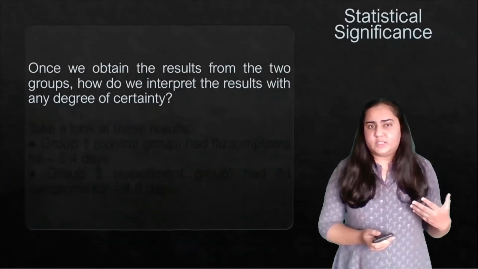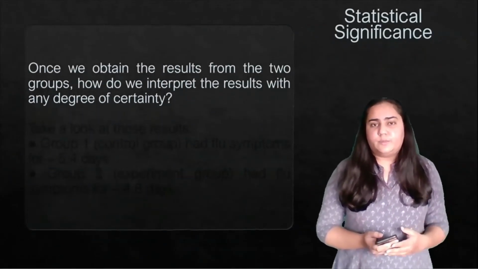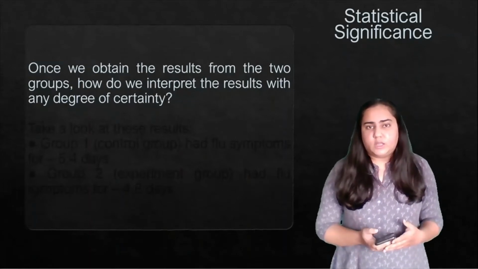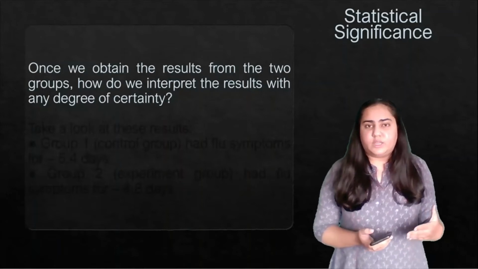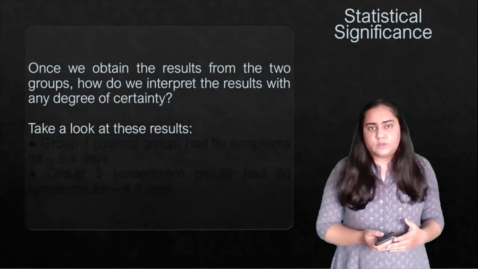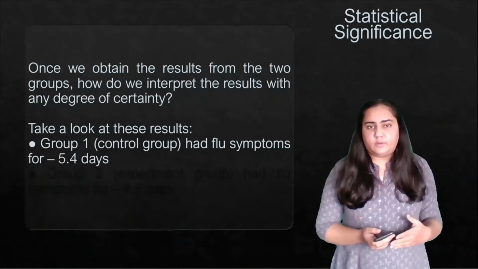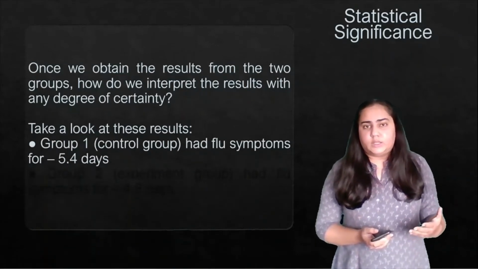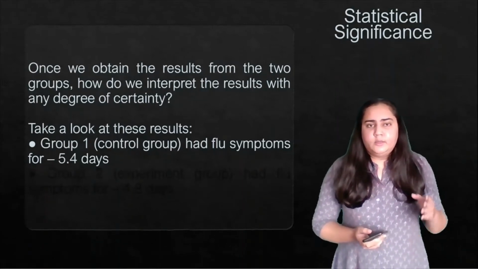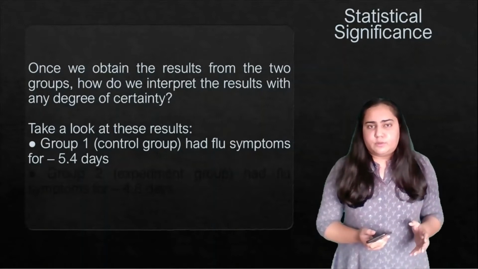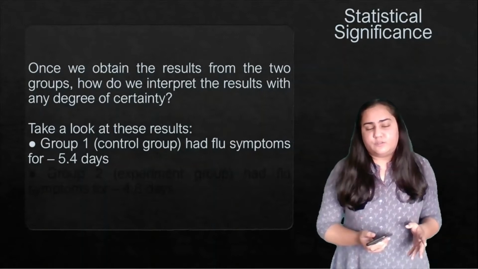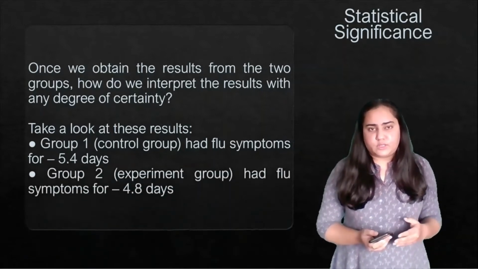Now, what is the statistical significance of this? Once we obtain the results from the two groups, how do we interpret the results with any degree of certainty? So take a look at these results. Group 1, which is the control group, had flu symptoms for 5.4 days. This is an average. So we took an average of all the 40 people in group 1, and their flu symptoms lasted for an average of 5.4 days.